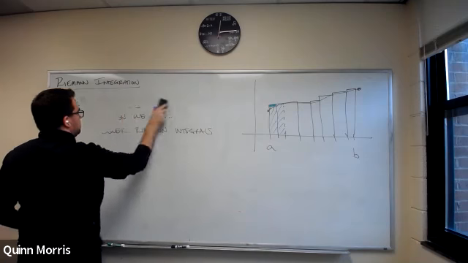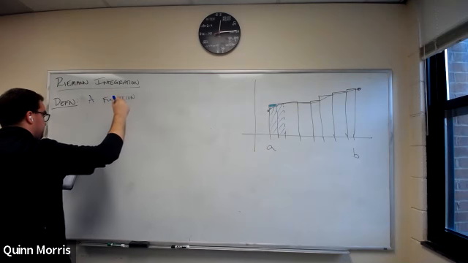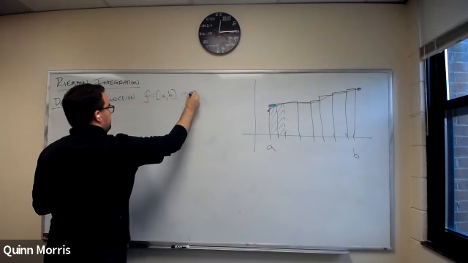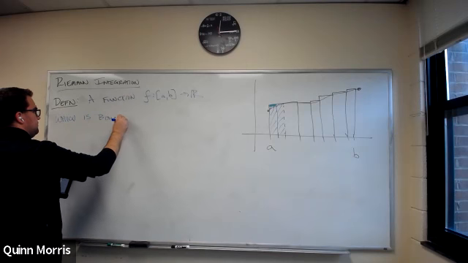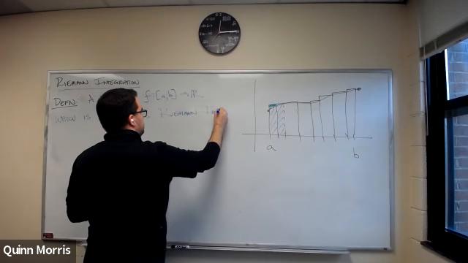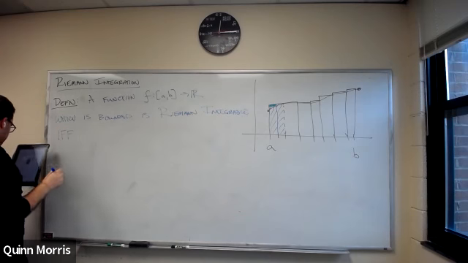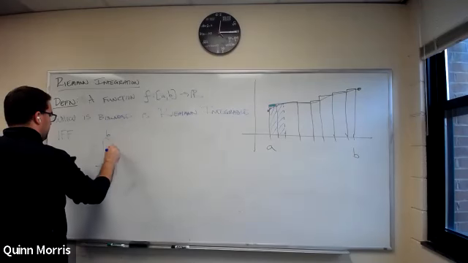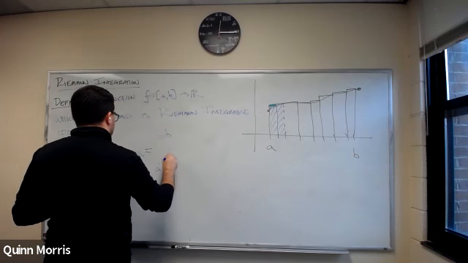Erase here. So, definition: a function f from [a, b] into R, which is bounded, is Riemann integrable if and only if the lower Riemann integral is equal to the upper Riemann integral.